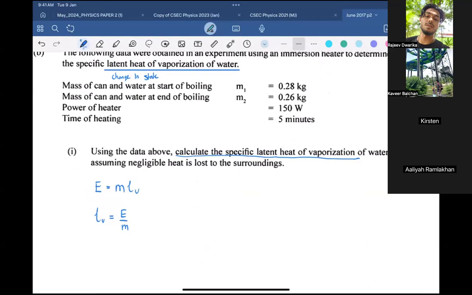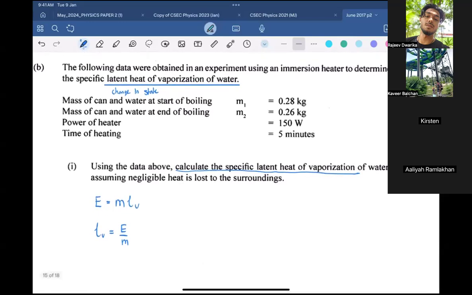When we're talking about the mass, we're really talking about the change in mass. So if originally it was 0.28 kilograms and now it's 0.26, what was the change in mass? Can anybody figure out the mass? The change in mass?